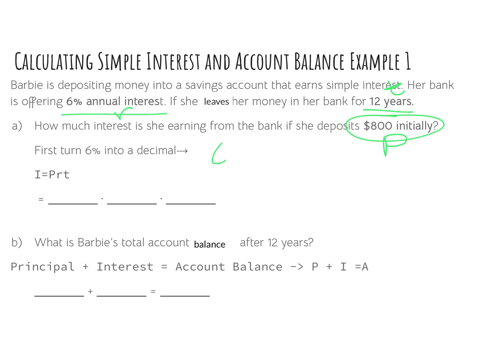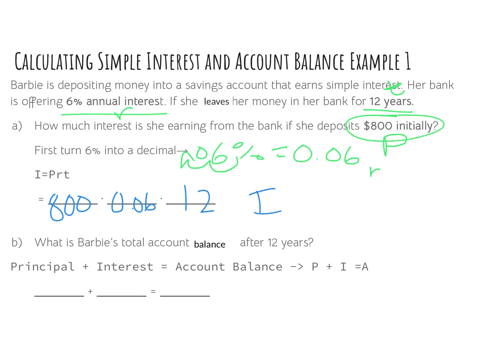First, we need to turn 6% into a decimal. So I'm going to move the decimal point over 2 times to the left, and I'm going to get 0.06 for my rate. Now I'm going to plug everything into my formula. So interest equals principal times rate times time. So 800 times 0.06 times 12. I'm going to put that in my calculator, and I will get an interest amount of $576.